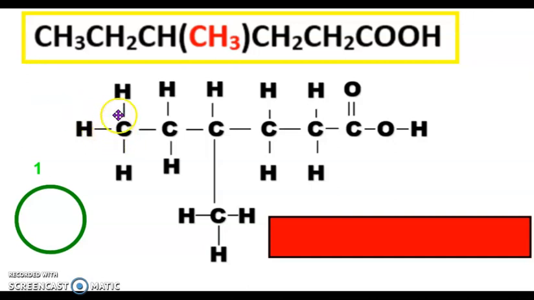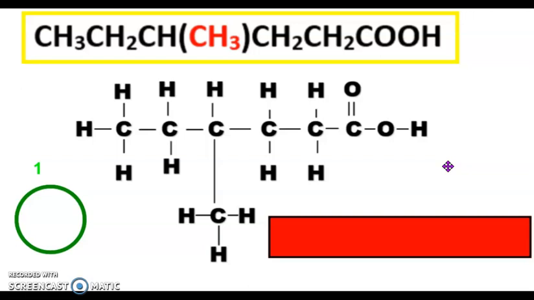So this carbon has 3 hydrogens, so it's summarized there. This carbon has 2 hydrogens. The next carbon has 1 hydrogen, and because it has the CH3 group, we put the CH3 in brackets. Then we've got CH2, then another CH2, and then the carboxyl group we'll summarize as a COOH.